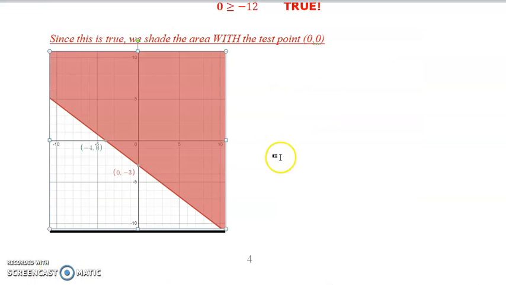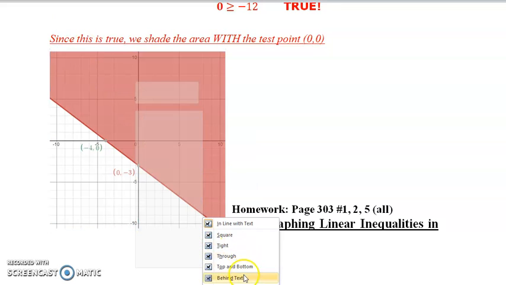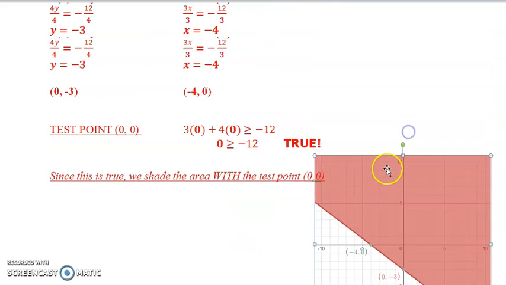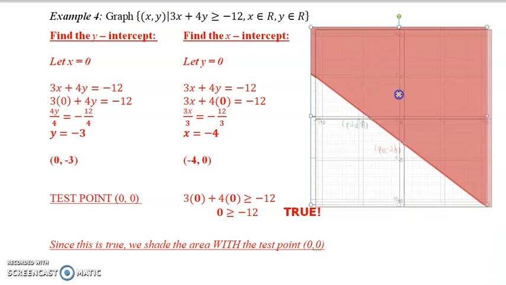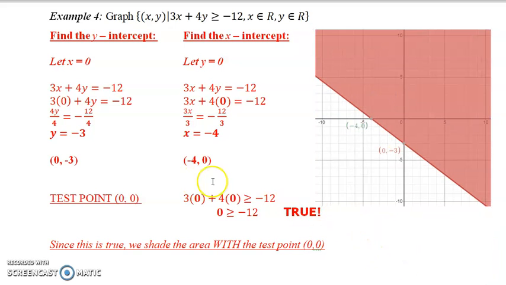And again, you do that graph by hand. No big deal at all. So remember, it was true. 0, 0 was our test point right here, so we shade the region with 0, 0. We hadn't had a time where it was false yet, but if it was false, you would shade the other side.